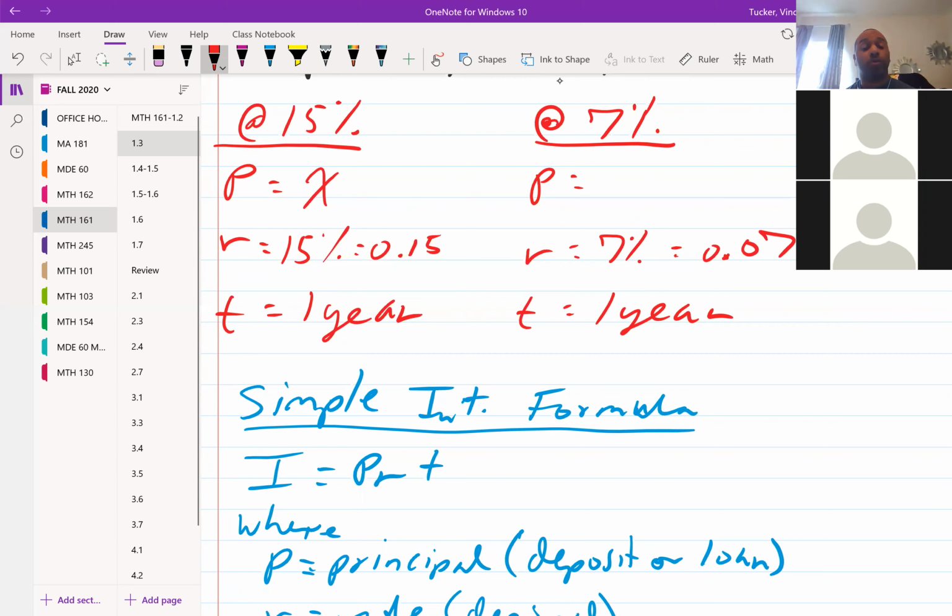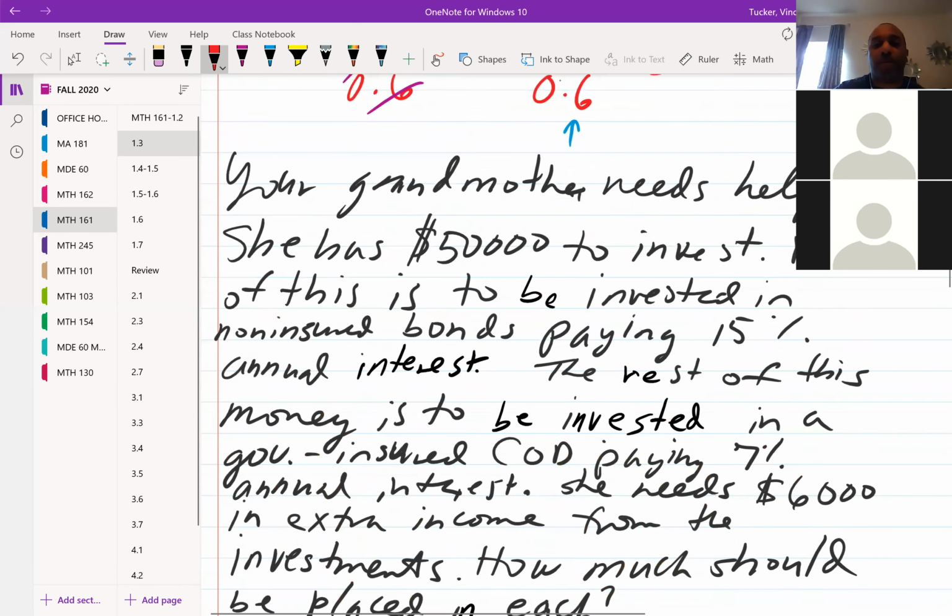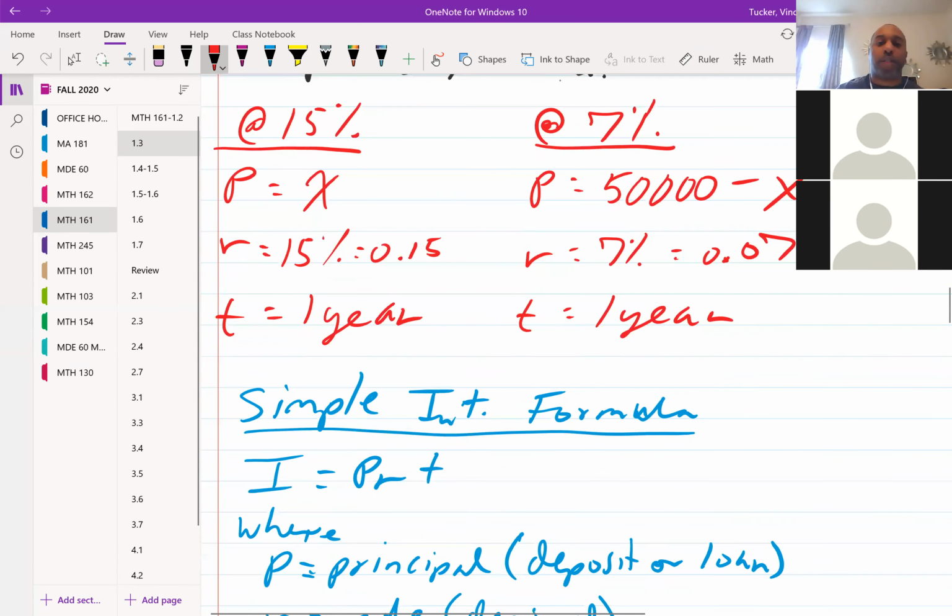Whenever they give you a total and they don't tell you how much is going to be deposited in each account, like they don't say half here and half there, or 3/4 here, what you would do is call one of the deposits X, and the other deposit will be the total minus X. So our total was 50,000. I believe it was 50,000, not 5,000, right? Yep, 50,000.